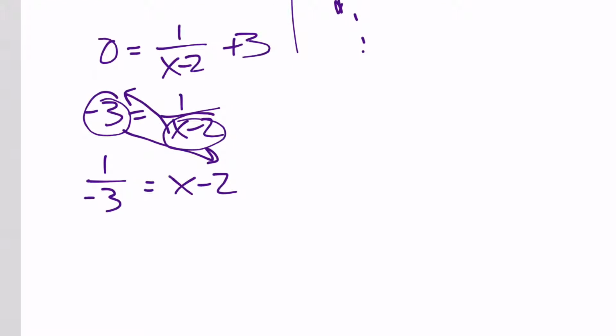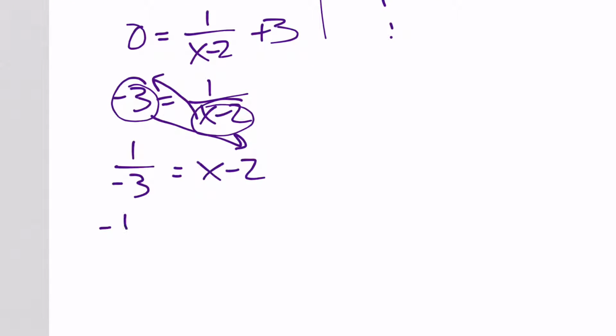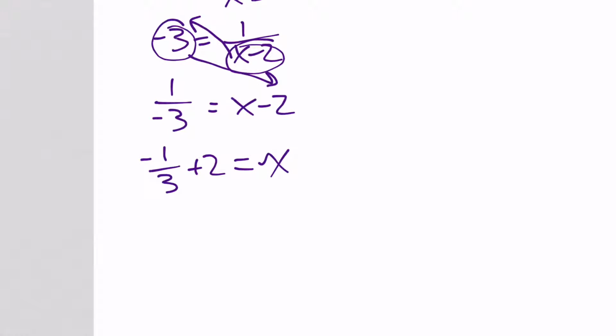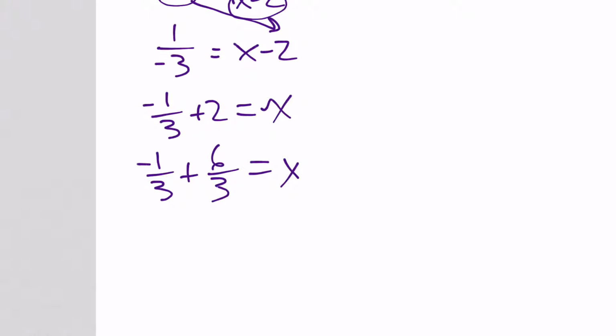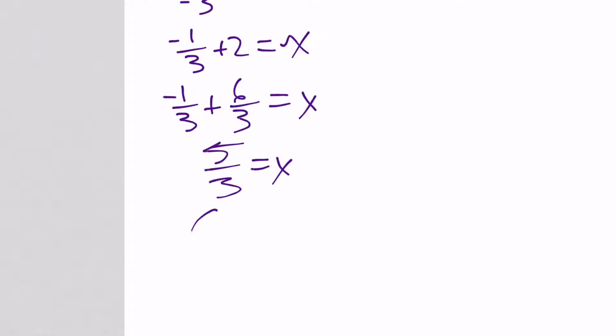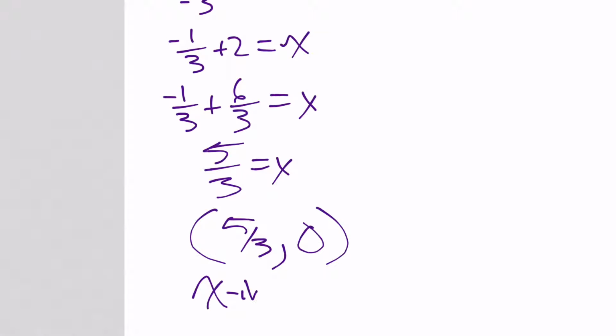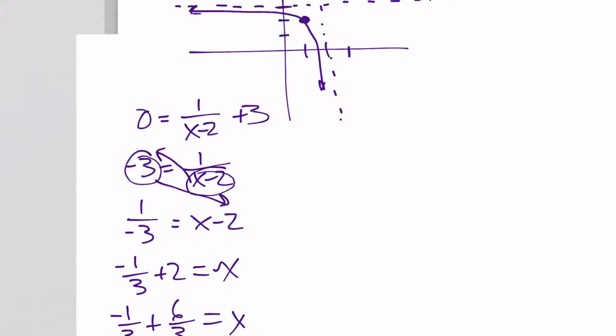Now, last step, add 2 to both sides, so I get negative 1/3 plus 2 equals x. Let's write that as a single number. Negative 1/3 plus 6/3 equals x. 6 minus 1 is 5, so 5/3 equals x, and thus our x-intercept has the coordinates 5/3, comma, 0. That is our x-intercept.